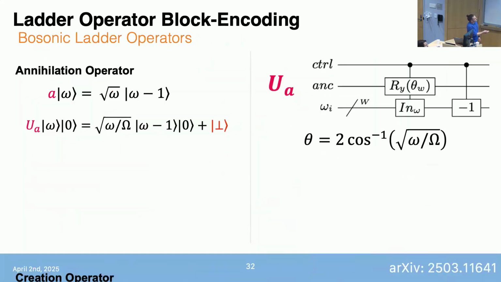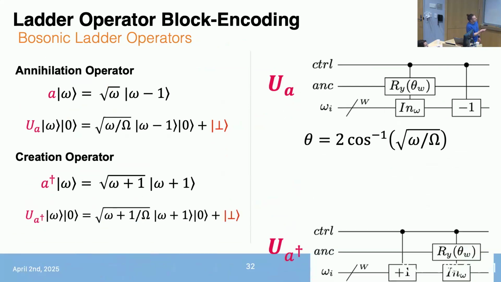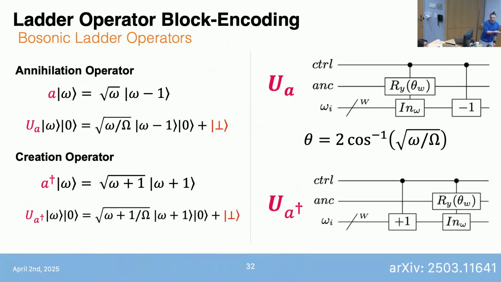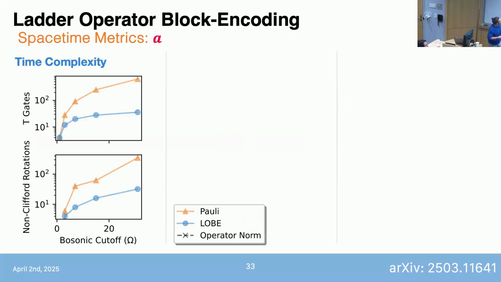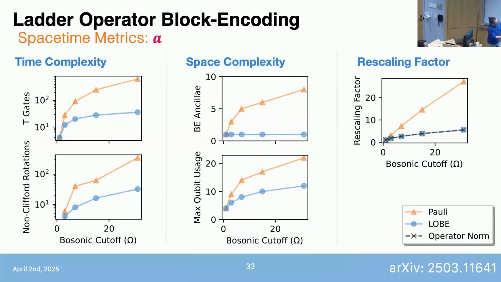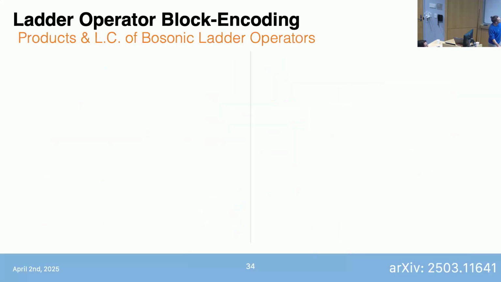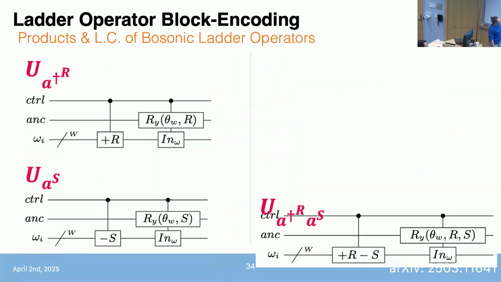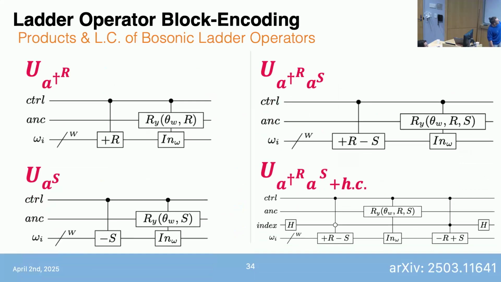To quickly flash what these bosonic operator block encodings are going to look like, we can just use what we call incrementers or adders of classical values to up those occupation numbers. And then we can use controlled rotations to apply the square root of omega that you want in a bosonic operator. If you look at the scaling, ours is better, bosonic cutoff. Trying to be not too much of a salesman here.